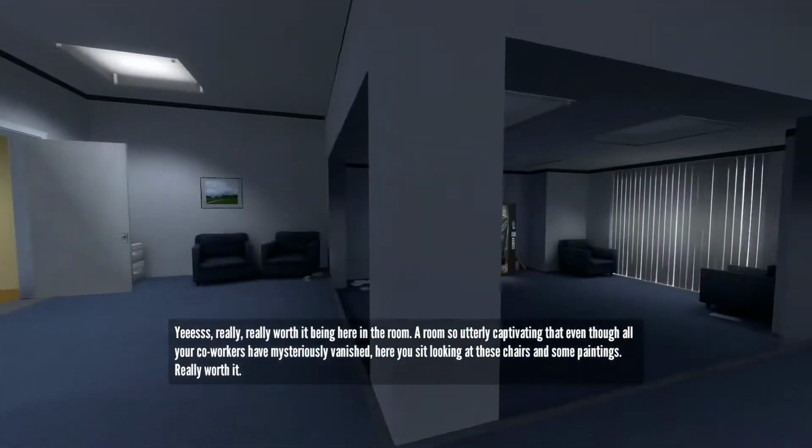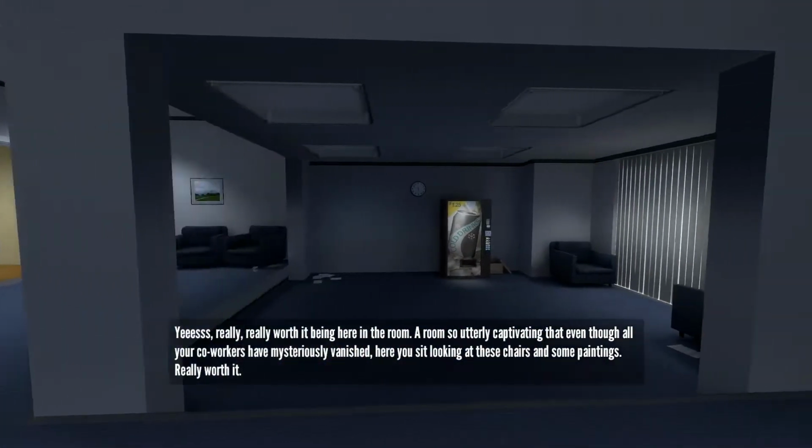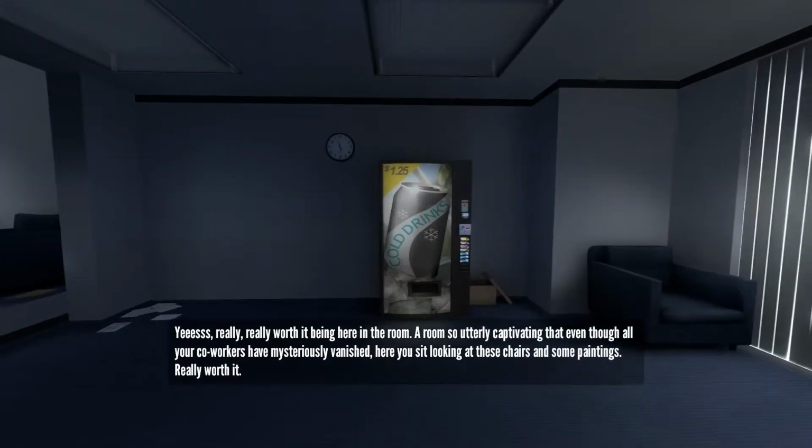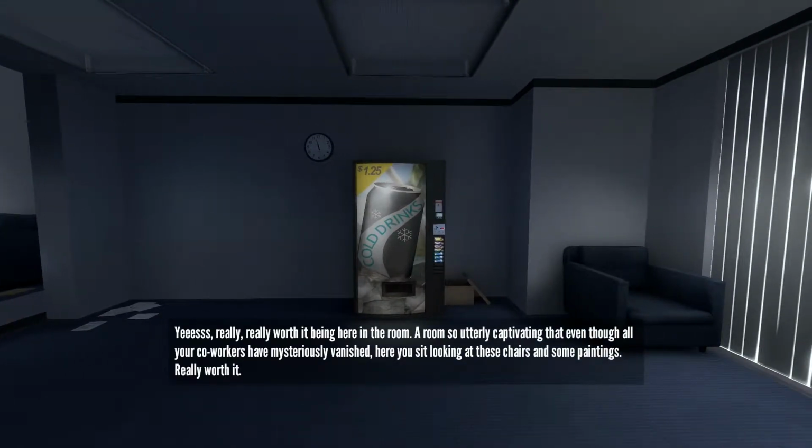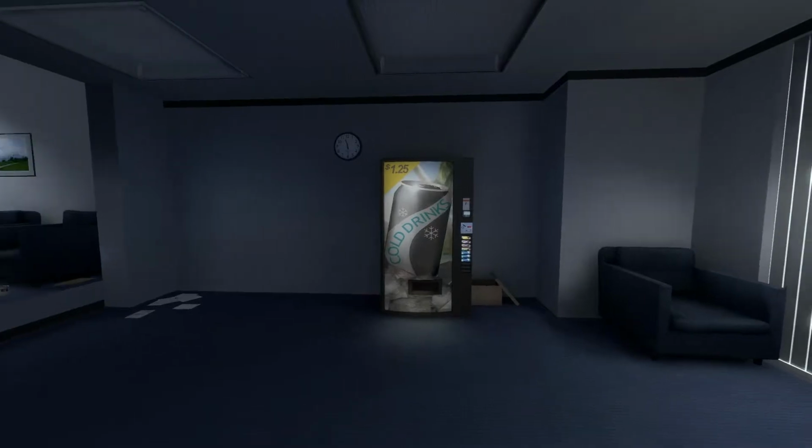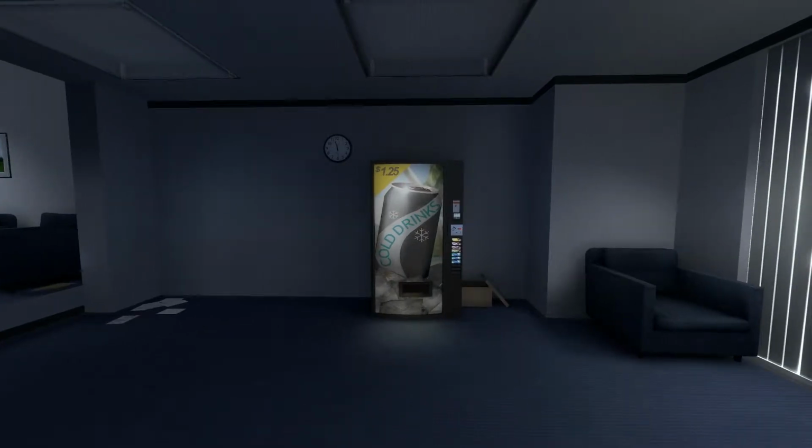Yes, really, really worth it being here in the room. Yep. A room so utterly captivating that even though all your co-workers have mysteriously vanished, here you sit looking at these chairs. It has a vending machine though. Really worth it. Vending machine, dude, come on. It has cold drinks.